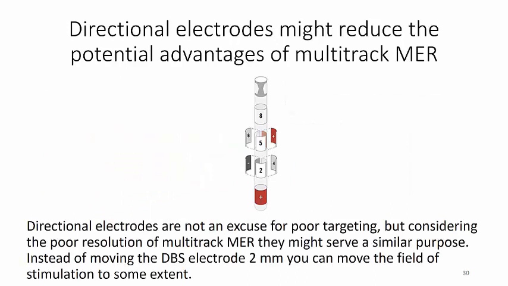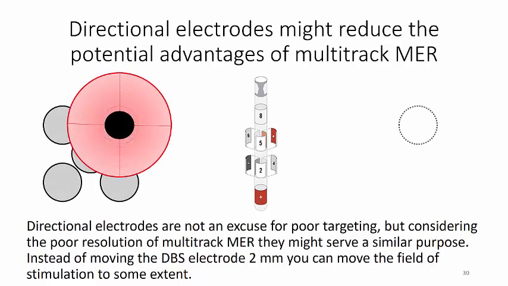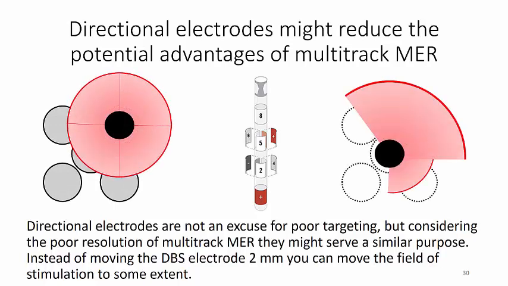Today we have directional electrodes that might reduce the potential advantages of multitrack microelectrode recording. Directional electrodes are not an excuse for poor targeting, but considering the poor resolution of multitrack microelectrode recording, they might serve a similar purpose. Instead of moving the DBS electrode 2 mm, you can move the field of stimulation to some extent.